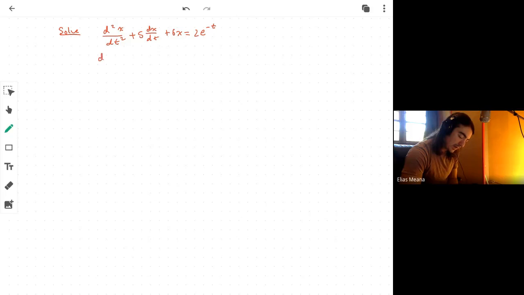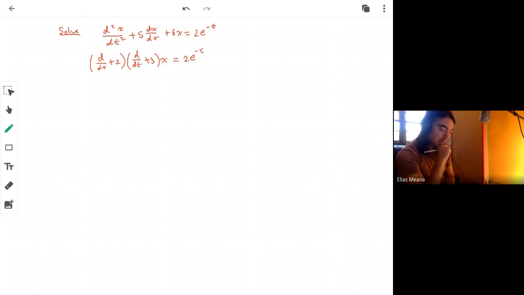We said we could write this as (d/dt + 2)(d/dt + 3) operating on x equals 2e^(-t). Operating on x, and these are t's. These should be different: d/dt, d/dt, x minus t. There we go.